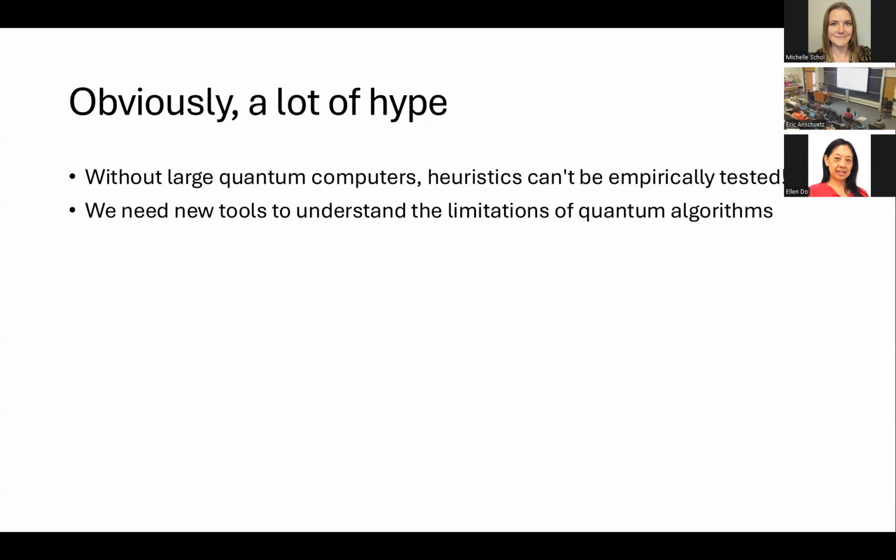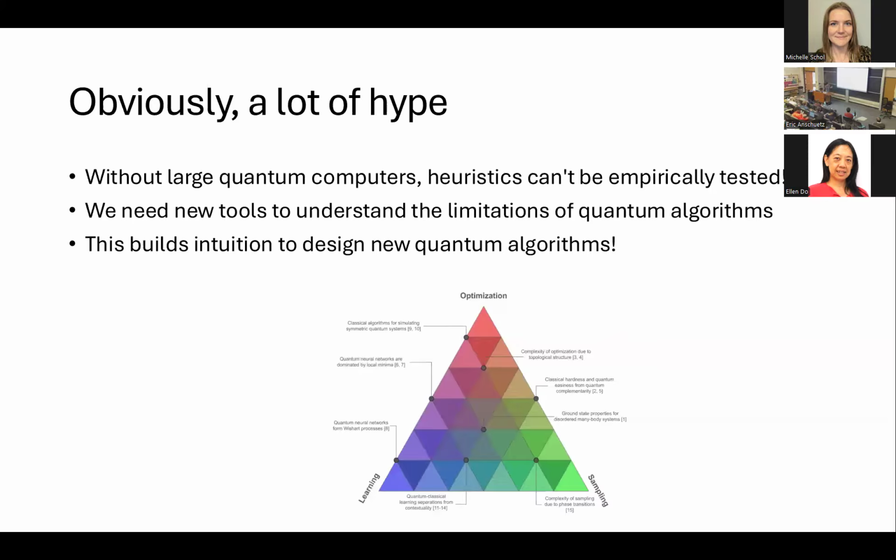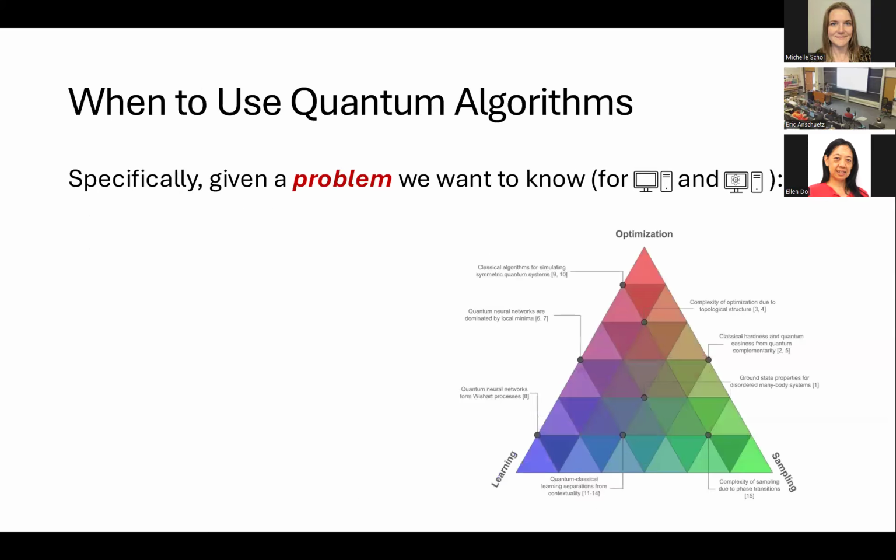And we really need new tools to understand the limitations of quantum algorithms, to understand, well, where are quantum algorithms going to be successful? And that's what I do in my research. So maybe just to move here, I look at problems, particularly in learning, optimization, and sampling, and I try to understand, well, how powerful are quantum algorithms in these kinds of meta tasks?